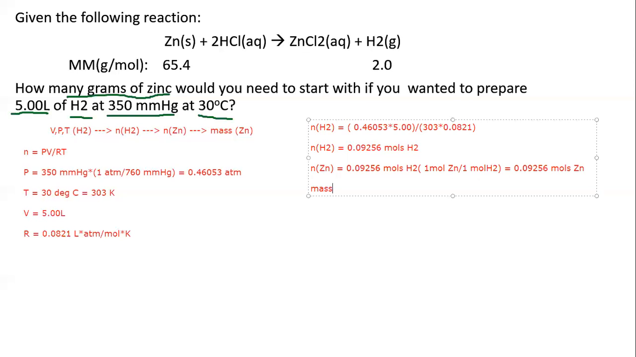Now we can find the mass of zinc by multiplying by the molar mass, and we get 6.05 grams of zinc. So this is how many grams are needed to produce 5 liters of hydrogen gas with a pressure at 350 millimeters of mercury at 30 degrees Celsius.